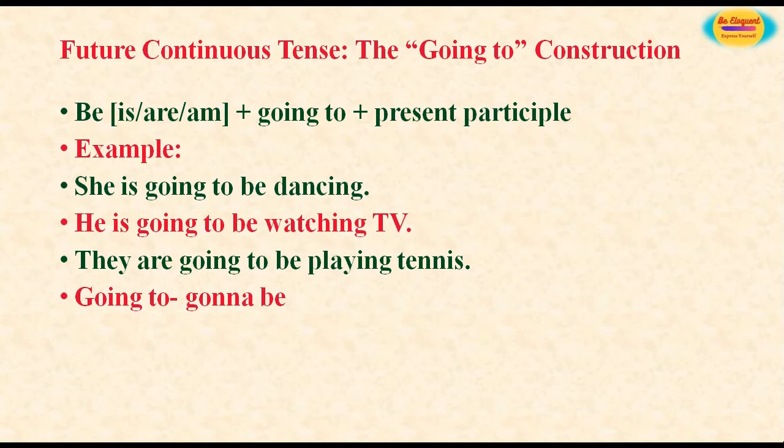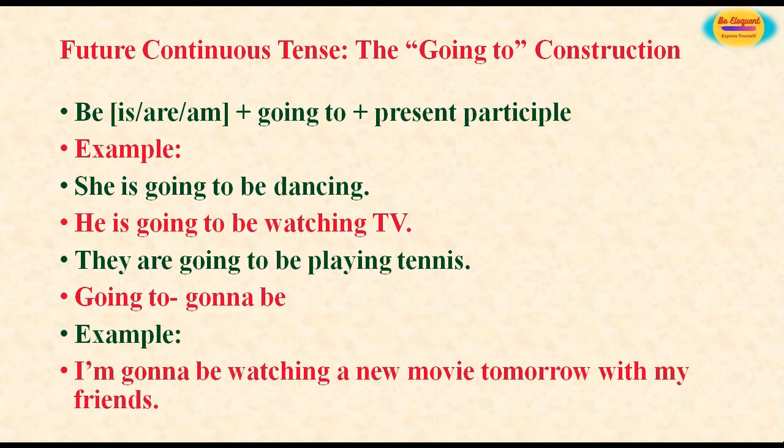After learning going to construction, you can sound more natural when speaking in English, as it is used more frequently in spoken English by saying gonna be instead of going to. Look at the example. I'm gonna be watching a new movie tomorrow with my friends. Going to form isn't used very often in official writing, and gonna be is not appropriate in a formal situation.